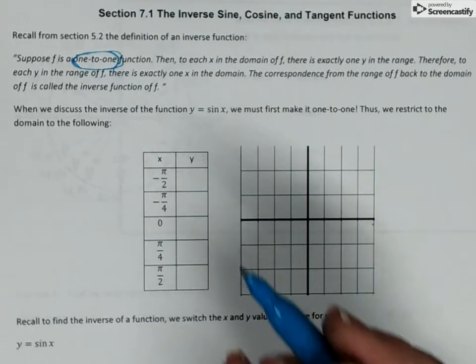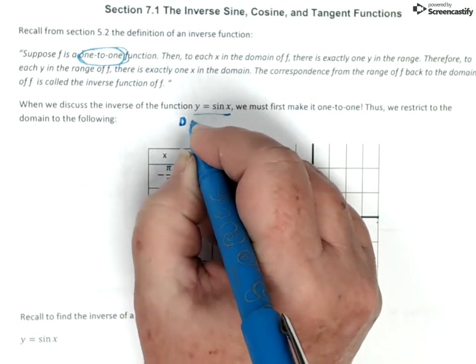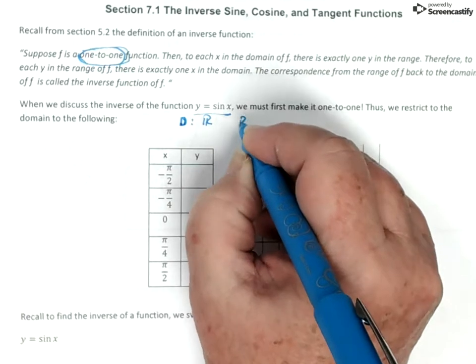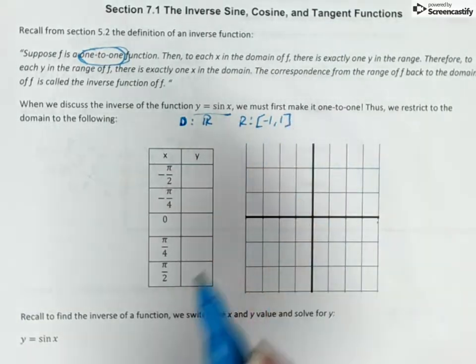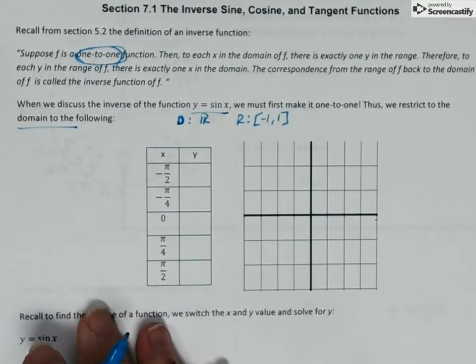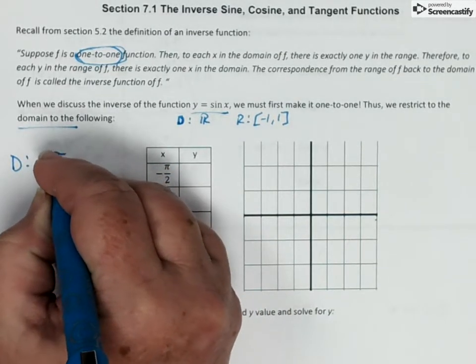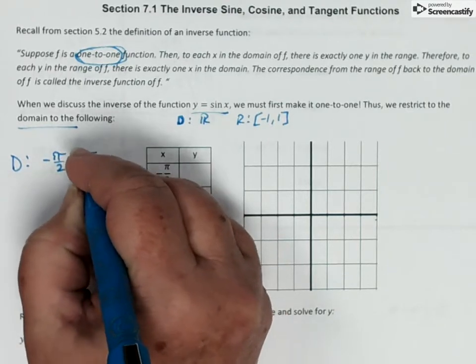If I graph y equals sine of x, the domain is all real numbers, but the range is only from -1 to 1. And that function, that sine wave, that curve that we're so used to seeing, is not a 1-to-1 function. In other words, it passes the vertical line test, but it fails the horizontal line test. So in order to make it 1-to-1, we have to restrict the domain. So what we're going to do instead is restrict the domain from -π/2 to π/2.